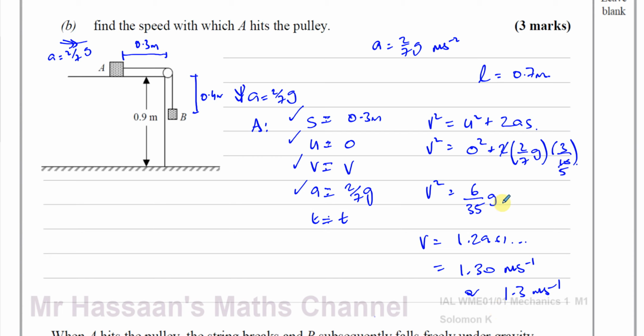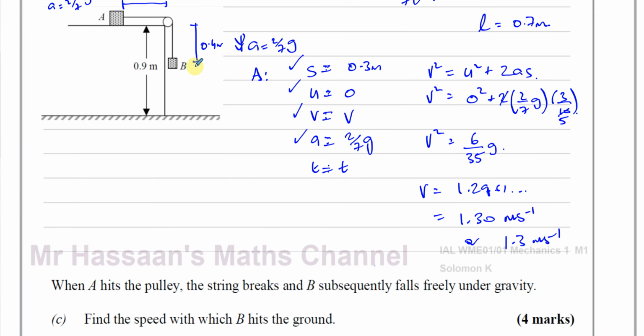You can also write it as 1.3 meters per second, because 2SF can be used as we've used g as 9.8 in our calculation. We're required to use g to 2SF as the instructions say. Therefore, the answers can be expressed in 2SF or 3SF if you wish. Both are acceptable in the exam. So that's the speed with which A hits the pulley. That's part B done.